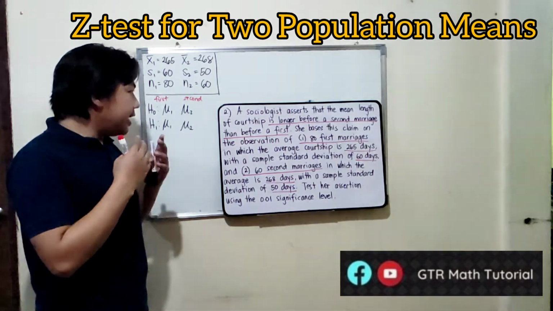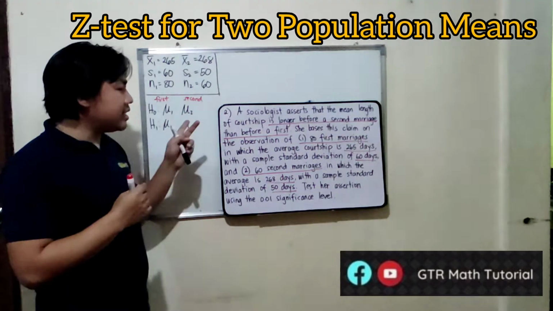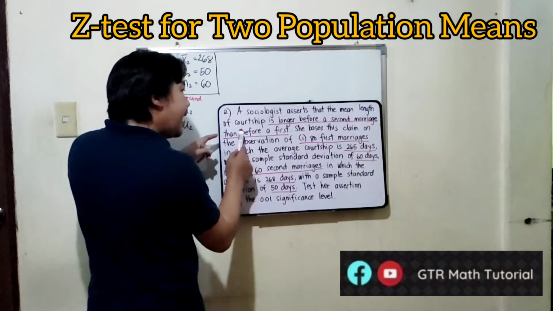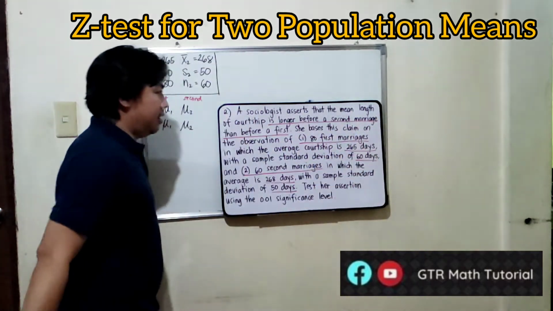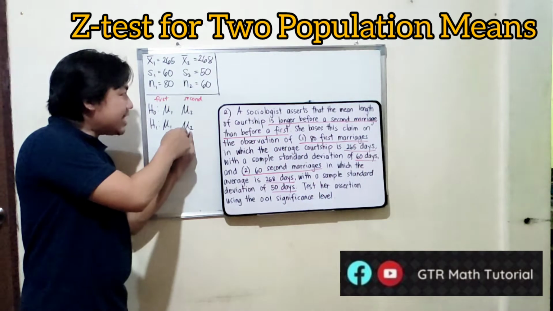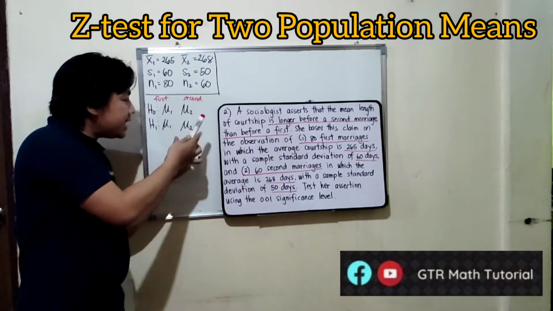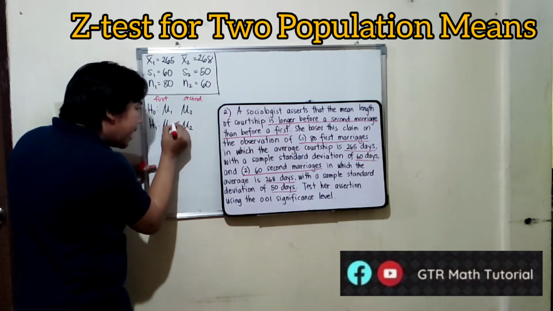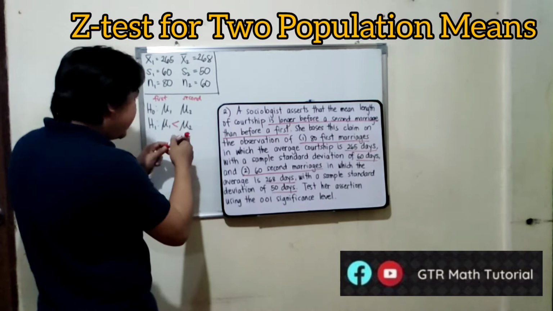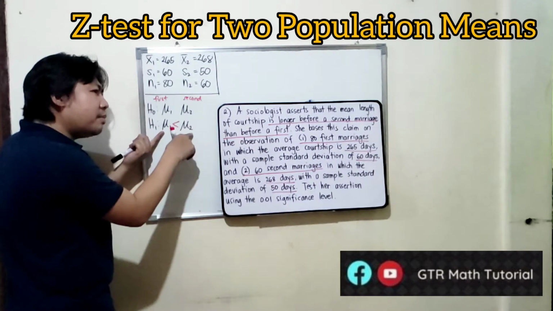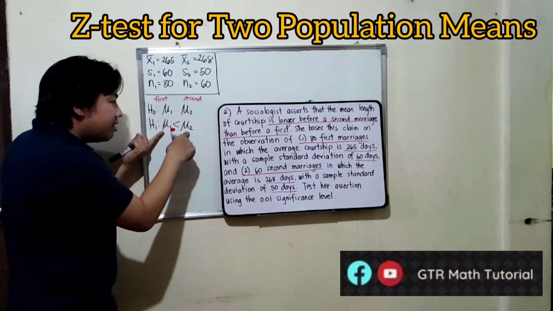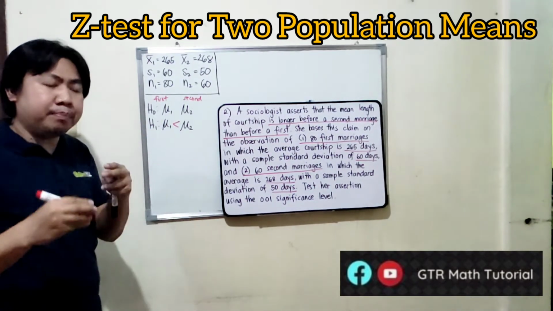And then the inequality with the equal sign, greater than or equal or less than or equal, goes in the null hypothesis. So we have: the mean length of courtship is longer before a second marriage. So mu sub 2 for the second marriage is longer, so greater than. Reading that from left to right, mu sub 1, since the second marriage is longer than the first, the length of the first marriage's courtship is less than the length of courtship before the second.